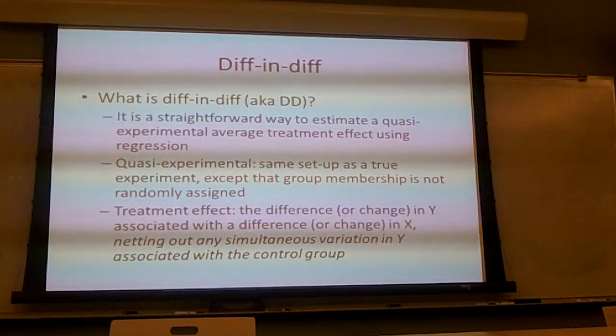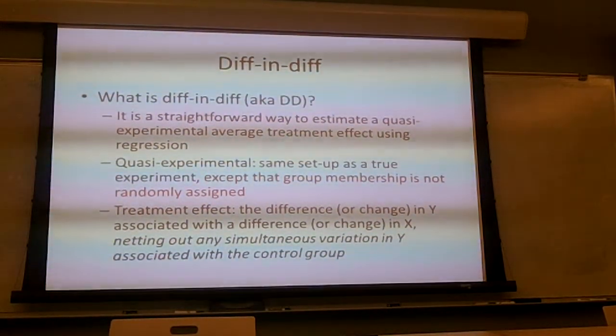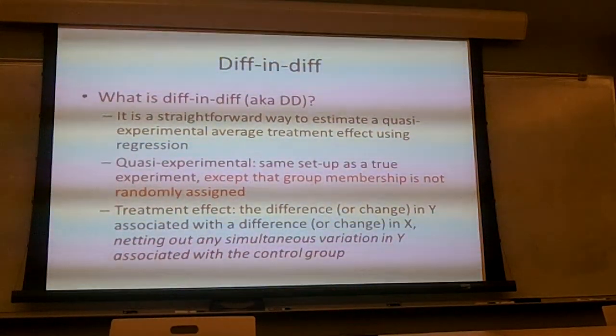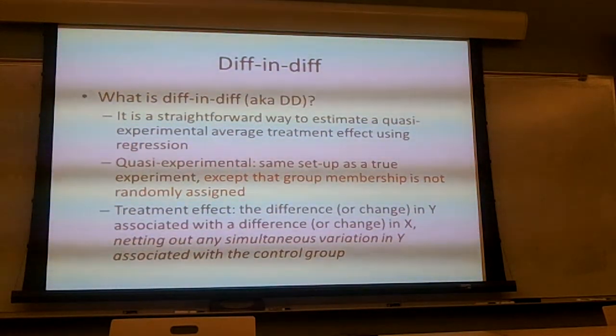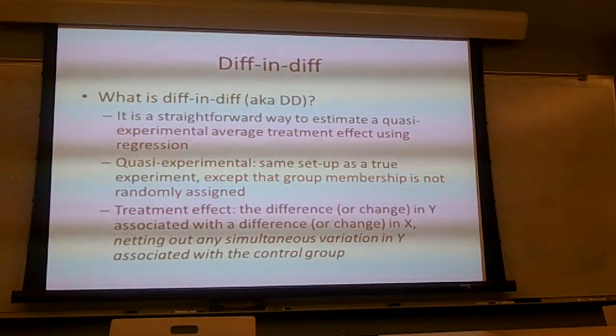And so the treatment effect estimated from this design is just simply the difference or change in the outcome associated with the difference or change in a given treatment, netting out any simultaneous variation in the associated control group. So we've got treatment and control, we've got pre and post. 4 pieces of data tell us the average treatment effect.